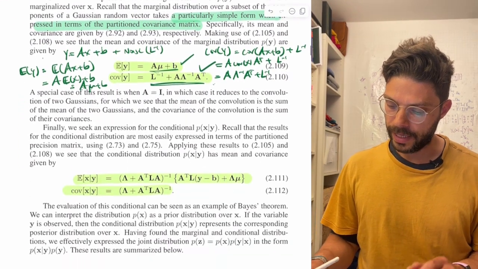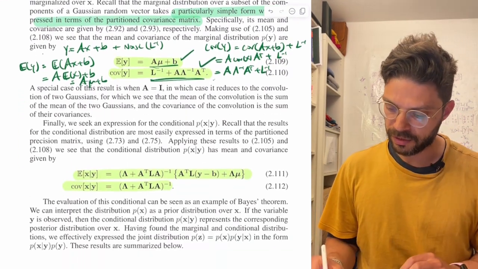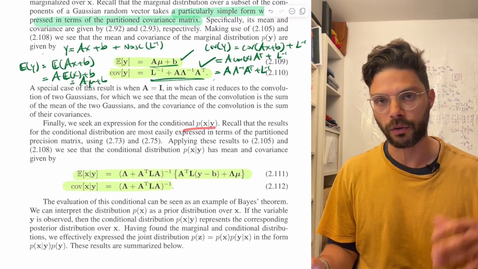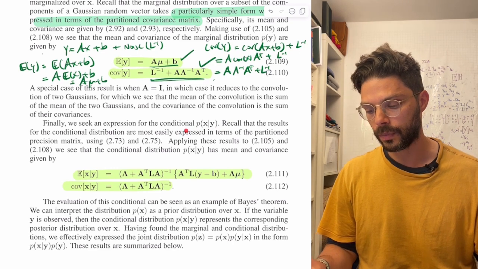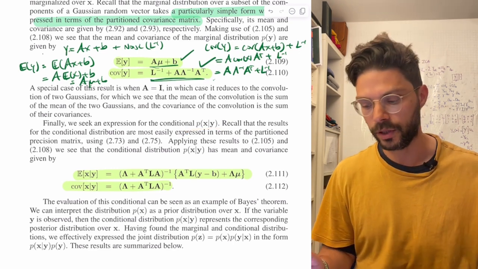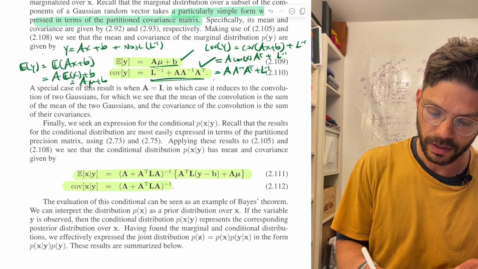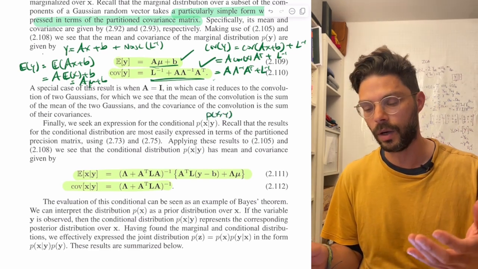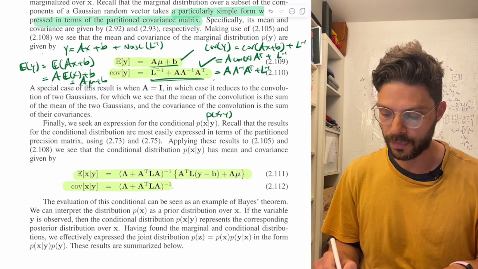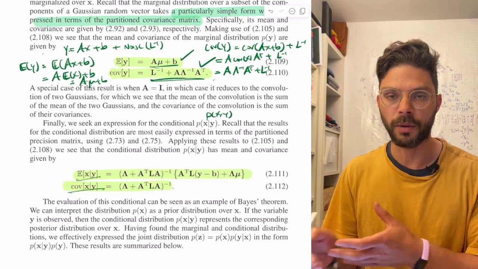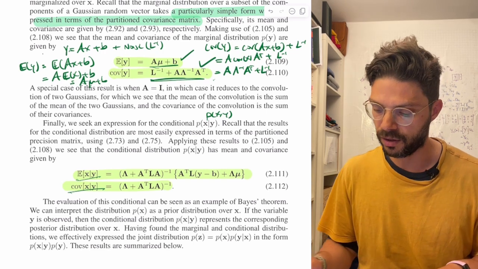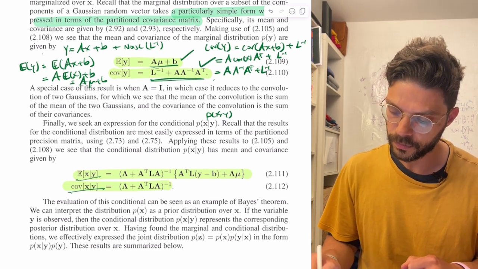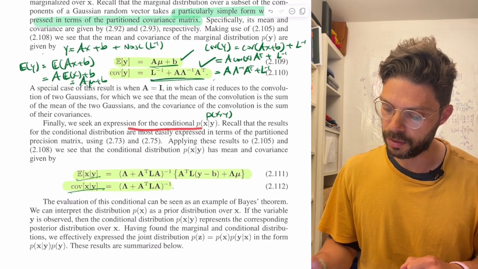Okay, and the last little bit he's going to do is an expression for the conditional p of x given y, and all he's going to do is pull out the expression that we derived before. So in previous sections, we had a joint distribution of p of x and p of x given y, and then we figured out what these expectations were in terms of the means and variances. So all he's going to do is just plug those things in. So we see an expression for the conditional p of x given y.